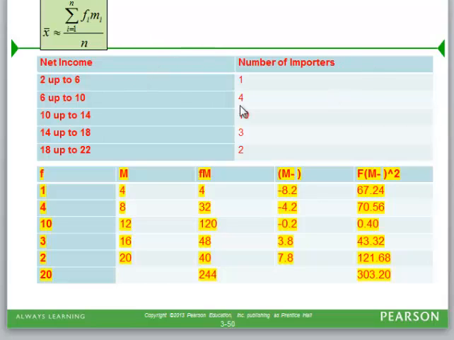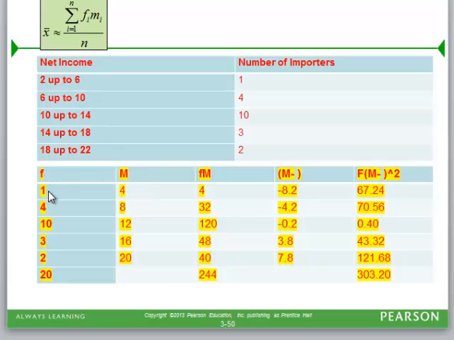So for example, here is the net income of a sample of large importers of antiques. We want to find the average net income. So we have the frequency here, the number of importers, times the midpoint. So frequency 1 times midpoint 1. The frequency here is 1 times the midpoint of the first class. How do we find the midpoint of this class? Remember, the lower limit plus the upper limit divided by 2. So 2 plus 6 divided by 2 is 4.